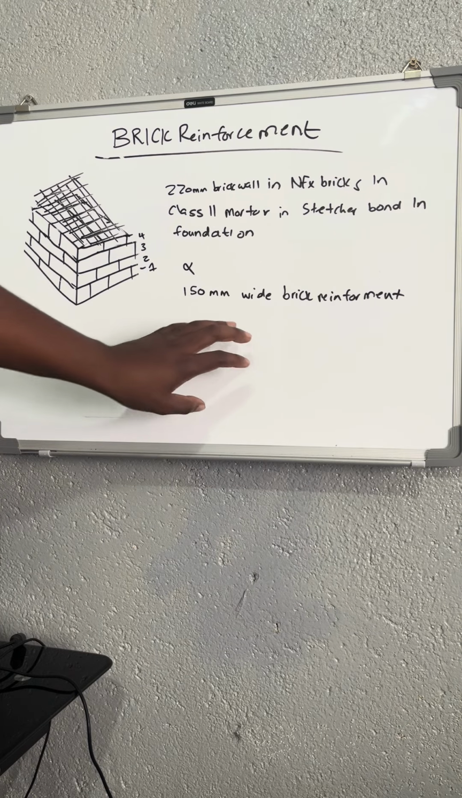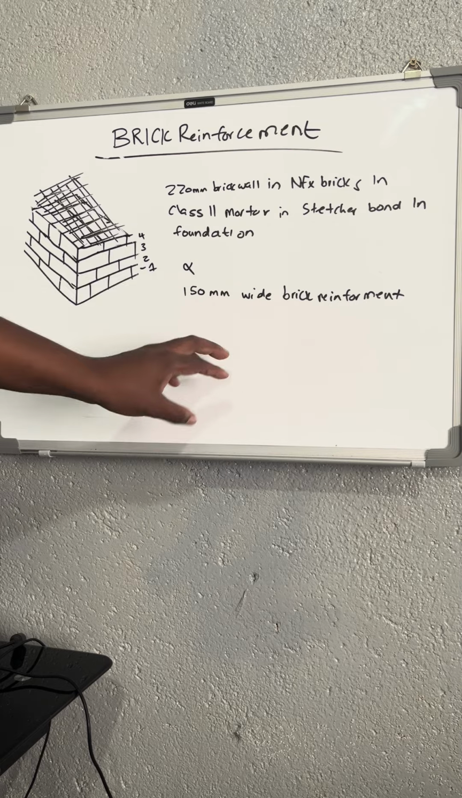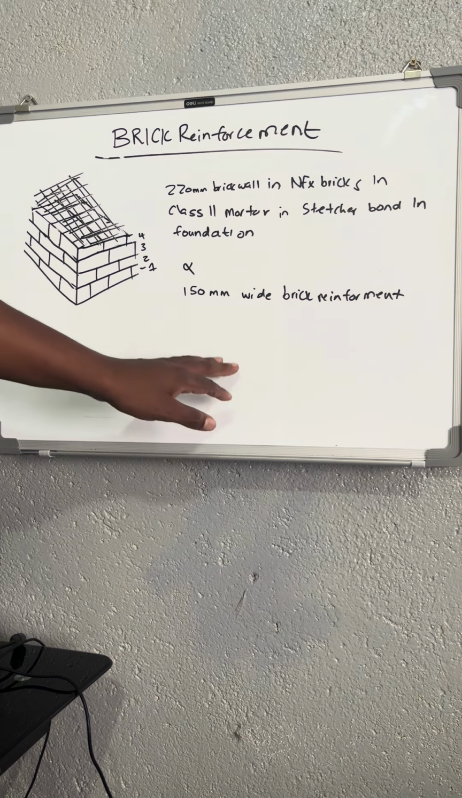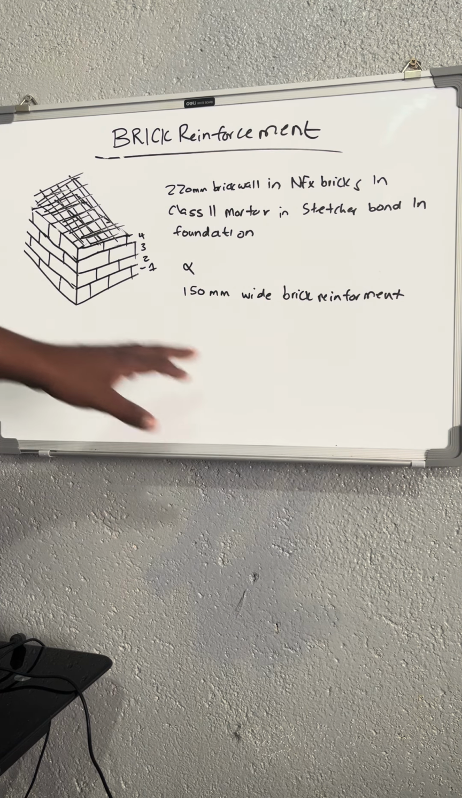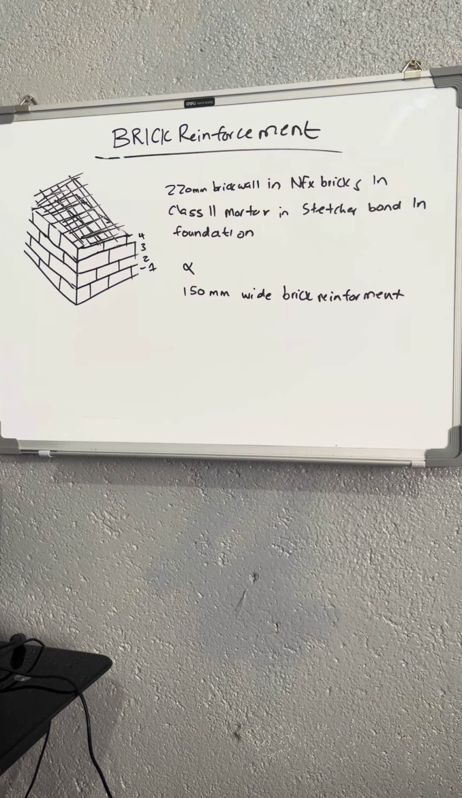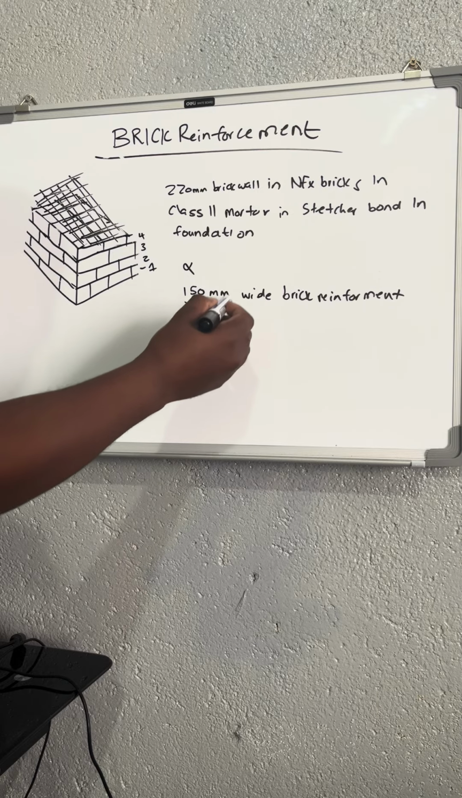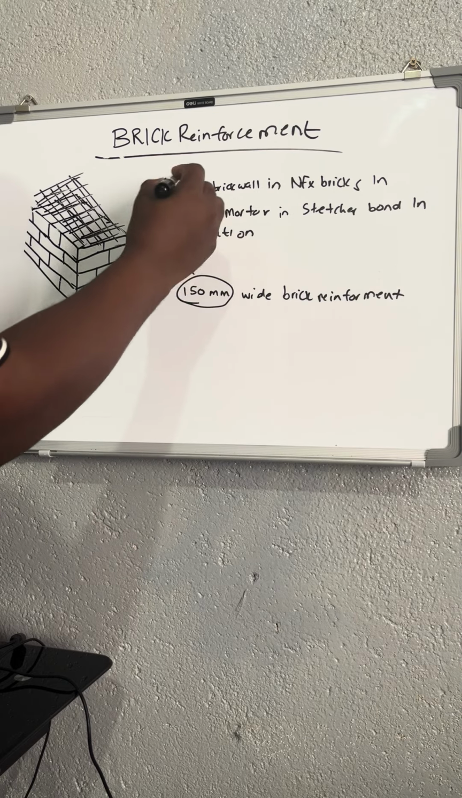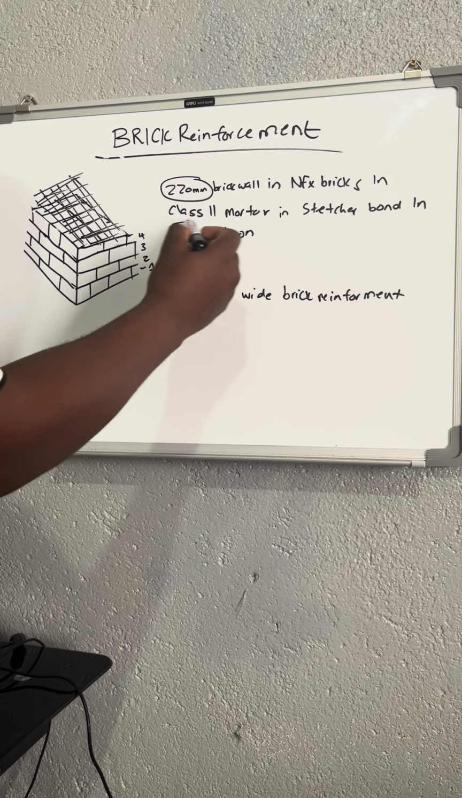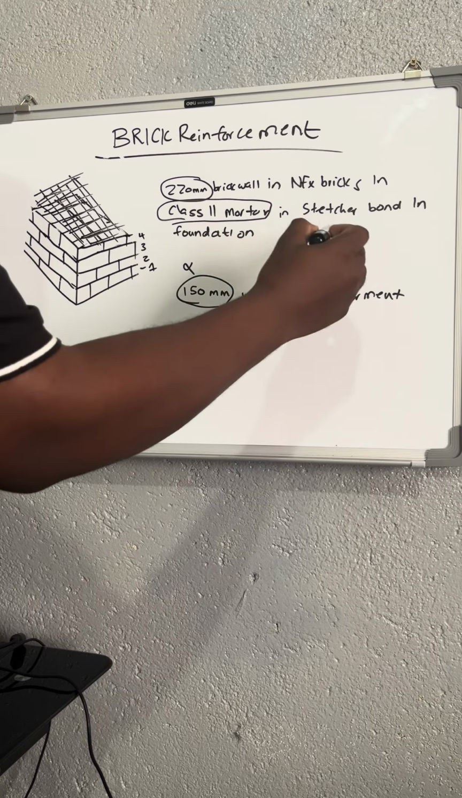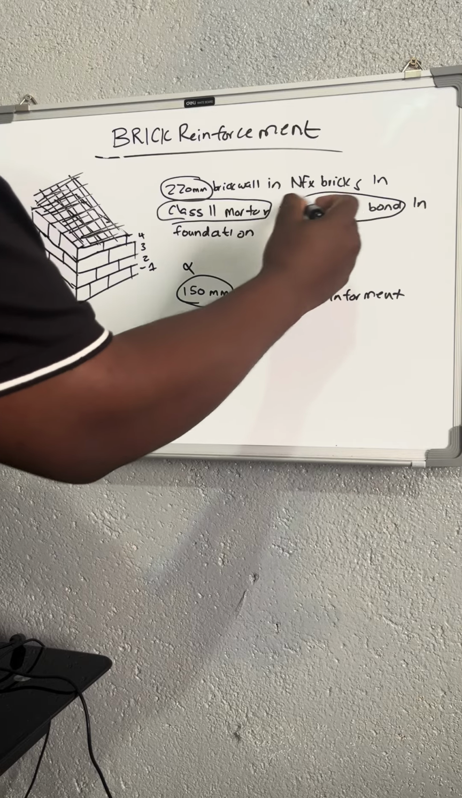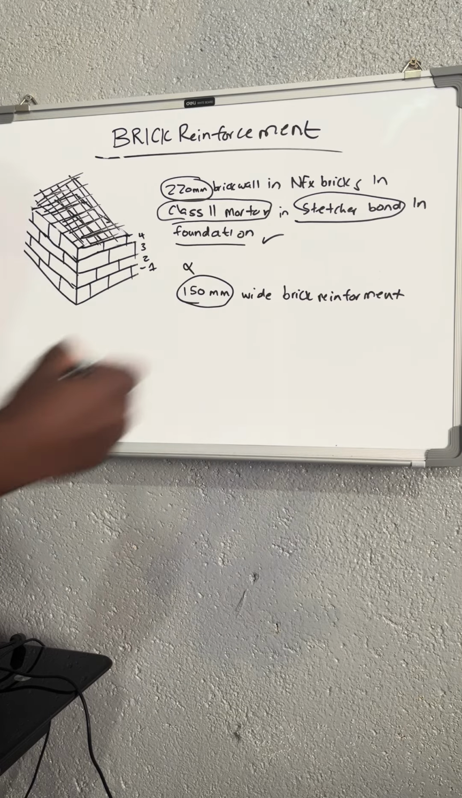Then you show that working factor on this side. Then if they say it's a fourth course, you do your fourth course, then you do your factor, then you do your entire calculation. What did we notice? They included the 150 millimeter relating to the wall. They also were talking about the type of mortar and also the bond that is found in foundation.